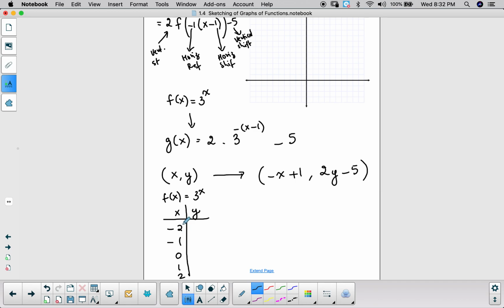So when these are the values of x, when x is -2, the y value is 0.1. When x is -1, the y value is 0.3. When x is 0, the y value is 1. When x is 1, the y value is 3. When x is 2, 3 to the power of 2 is 9. So we have these values, and now we're going to see what happens to those in the image function. So every x is multiplied by -1, by a negative, and then 1 is added to it. And for the y values, multiply each y value by 2 and subtract 5. So you get these points.